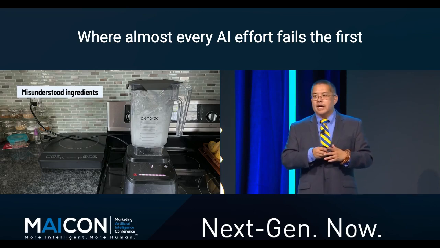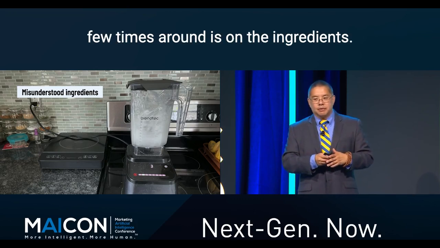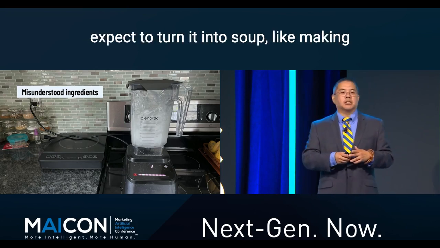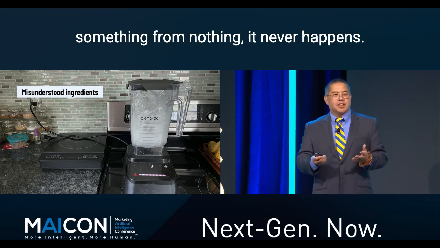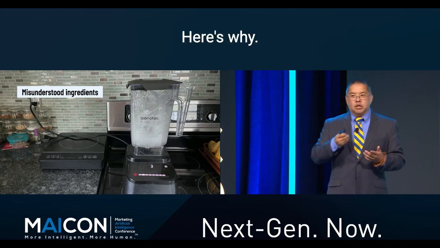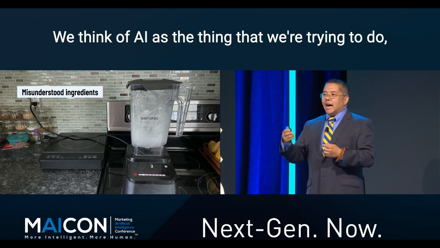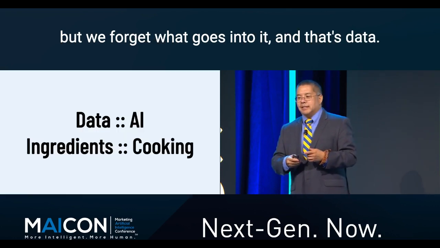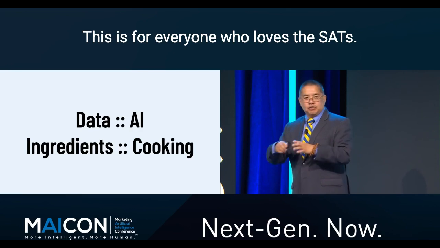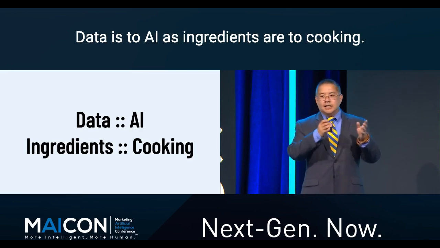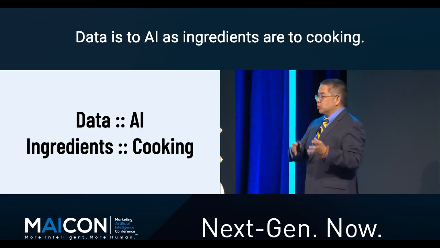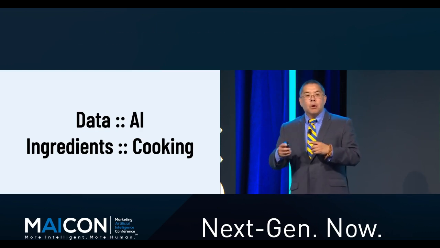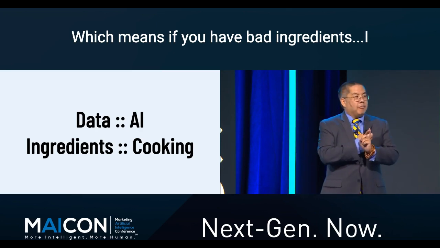Where almost every AI effort fails the first few times around is on the ingredients. When you put water in a blender and you expect to turn it into soup, like making something from nothing, it never happens. Here's why. We think of AI as the thing that we're trying to do, but we forget what goes into it, and that's data. Data is to AI, this is for everyone who loves the SATs, as ingredients are to cooking.